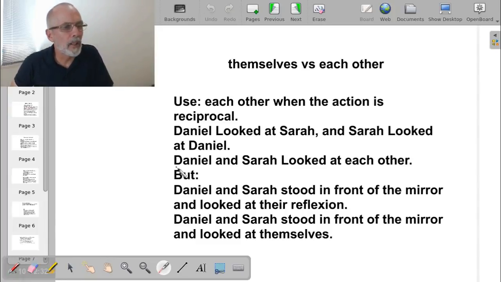So basically, this is another word that we can use when we have reciprocal actions.